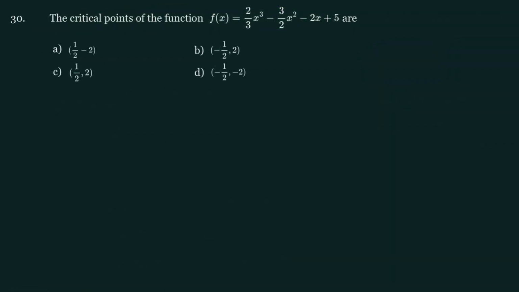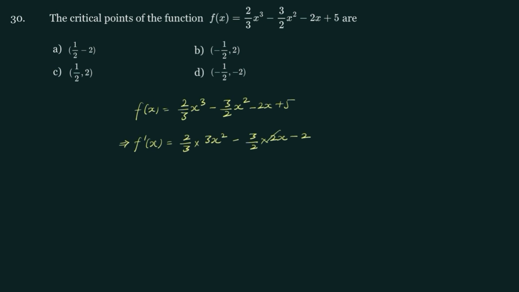Question number 30. Here we need to find the critical points of the given function. So for that we just need to differentiate the function. So here f of x equals 2 by 3 x cube minus 3 by 2 x square minus 2x plus 5. Differentiating, we will get 2 by 3 into 3x square minus 3 by 2 into 2x minus 2. Here 2 gets cancelled, 3 gets cancelled. That means f dash of x equals 2x square minus 3x minus 2.